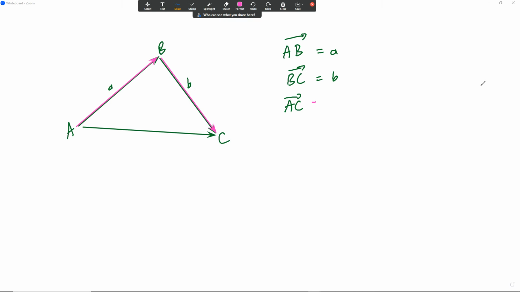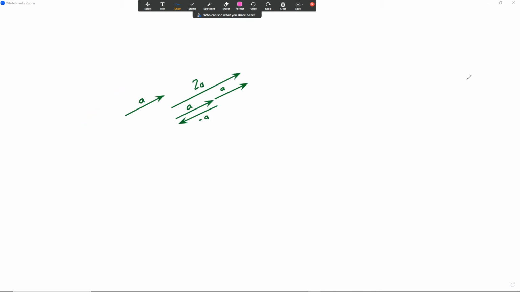Let's go again through this here. Initially we got our normal vector. If they're the same magnitude, they have the same letter, A, right? If they go in opposite direction, it becomes negative A. If we double it, it becomes 2A.